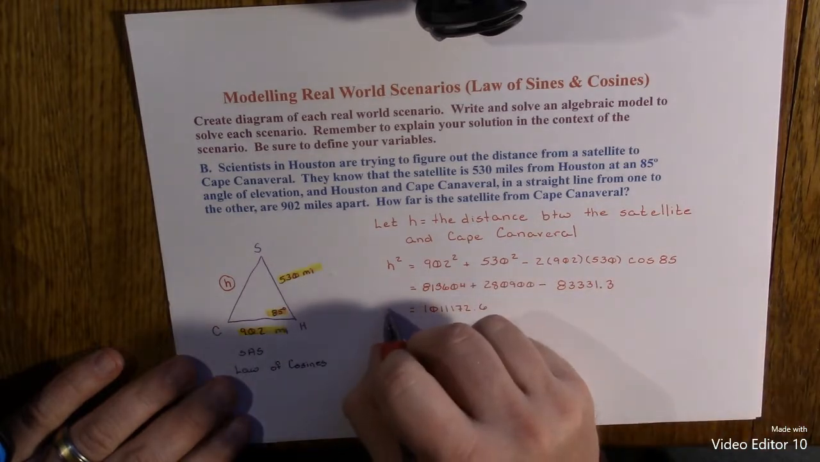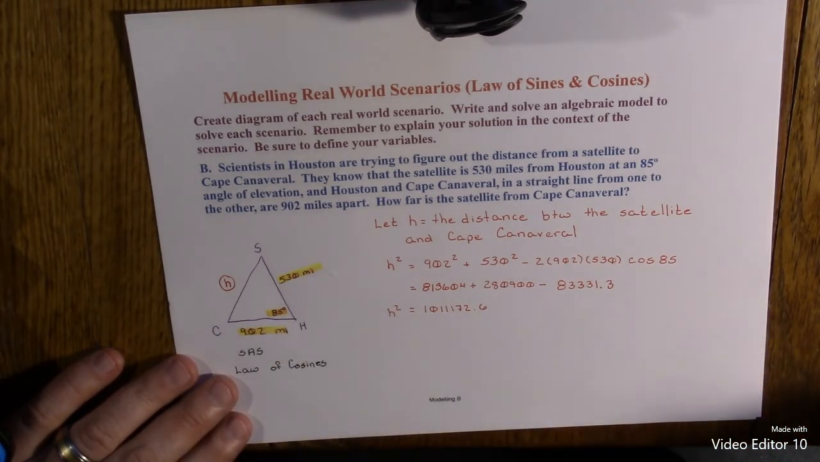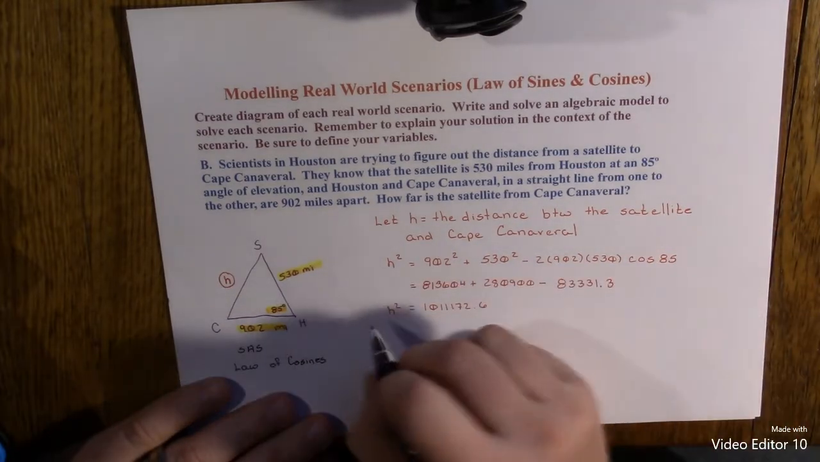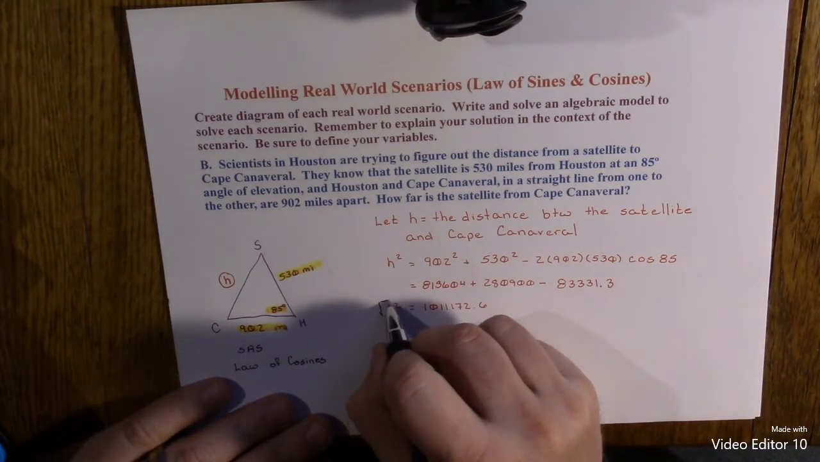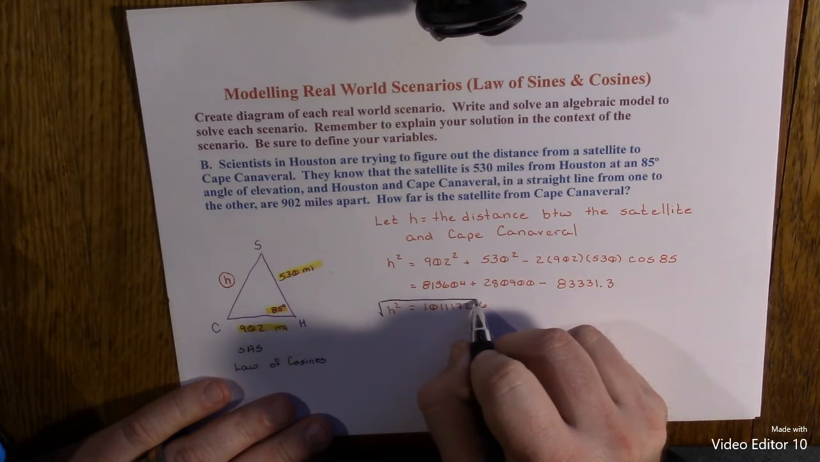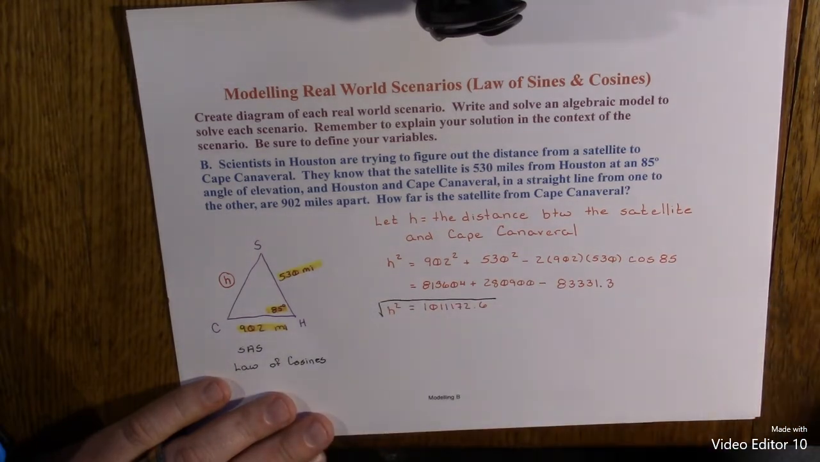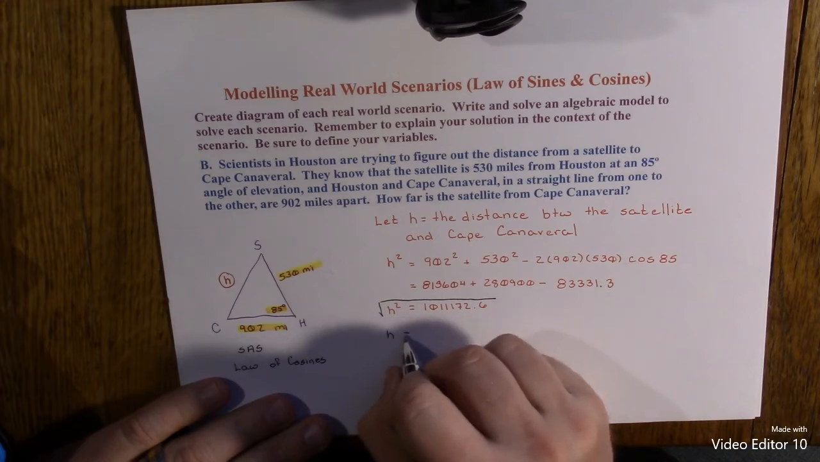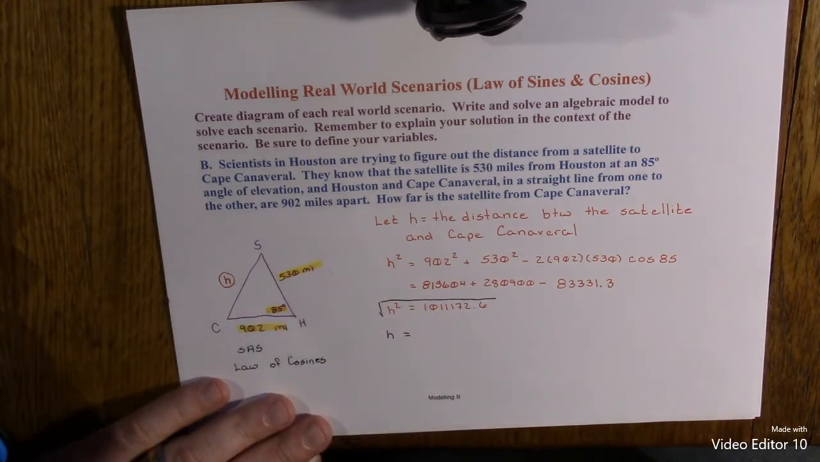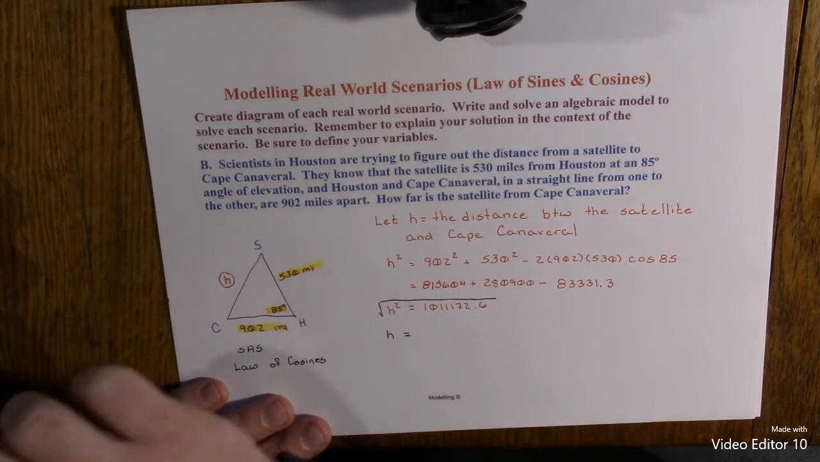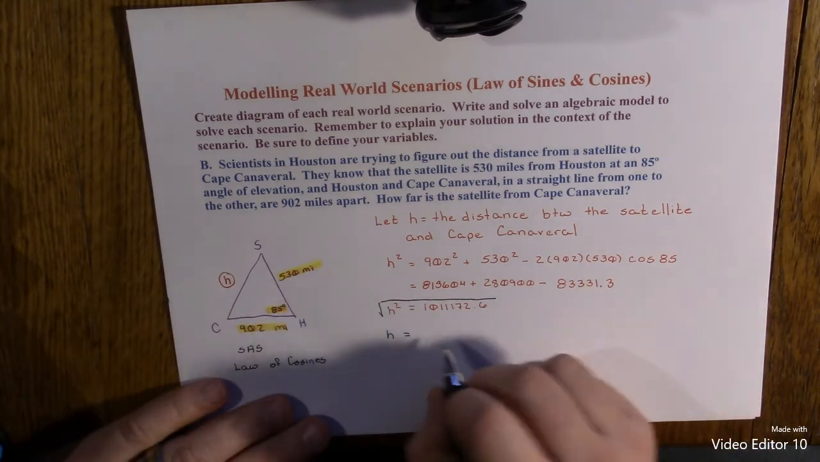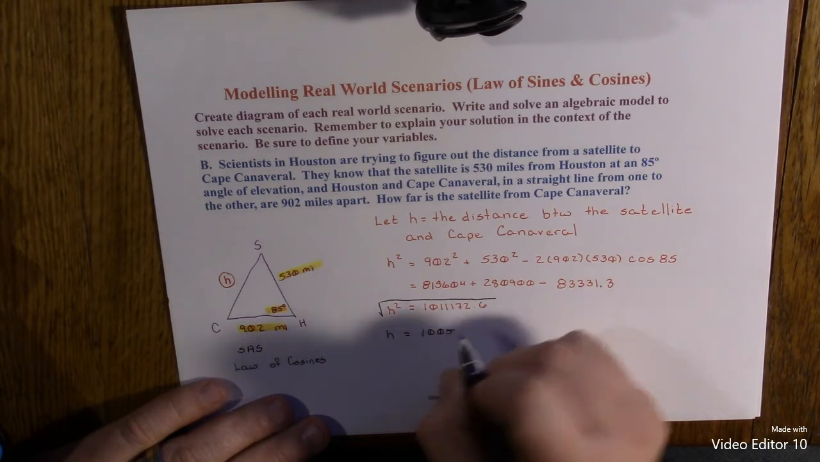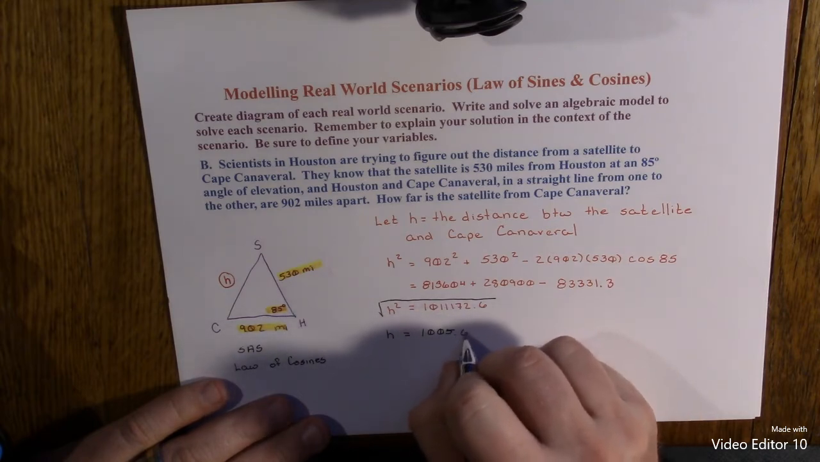1,011,172.6. Now that is h squared, but we're not looking for h squared, we are looking for h. So we will have to take the square root of both sides of the equation, which gives us h is equal to approximately 1,005.6 miles.